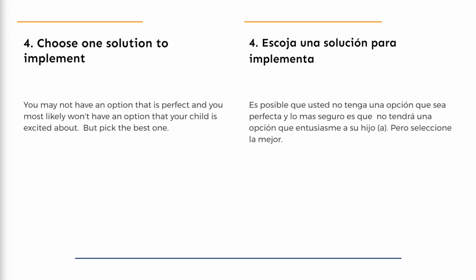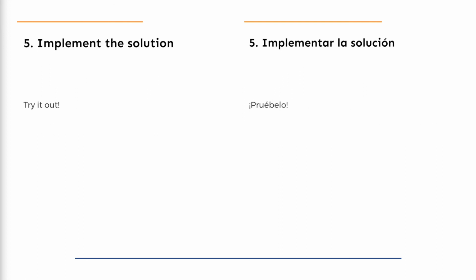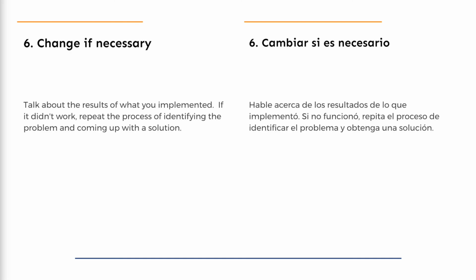Step 4, choose one solution to implement. You may not have an option that is perfect, and you most likely won't have an option that your child is excited about, but pick the best one. Step 5 is to implement the solution, just try it out. And number 6 is to change it if necessary. Talk about the results of what you implemented. If it didn't work, repeat the process of identifying the problem and coming up with a solution.